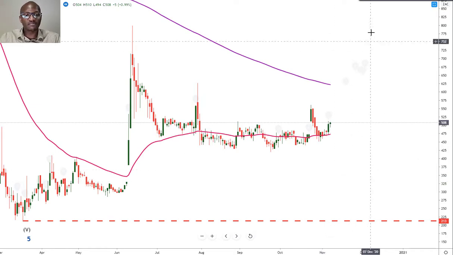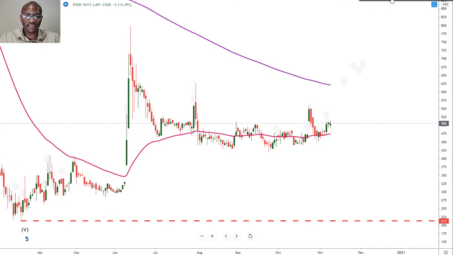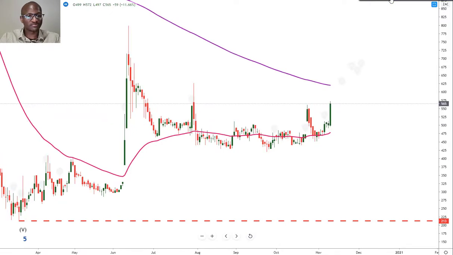Same thing happens here. What does Mr. Market do? Doesn't go down this time, but in fact just continues pushing up. Again, same scenario, different result. Anyway, let's continue.